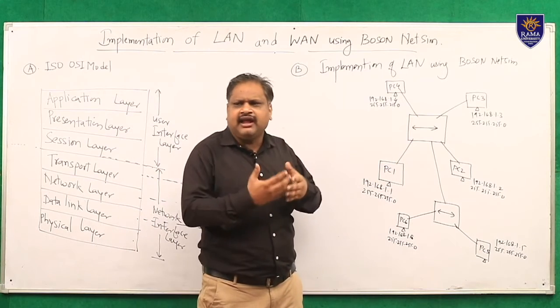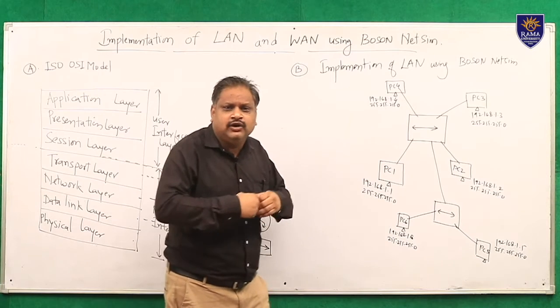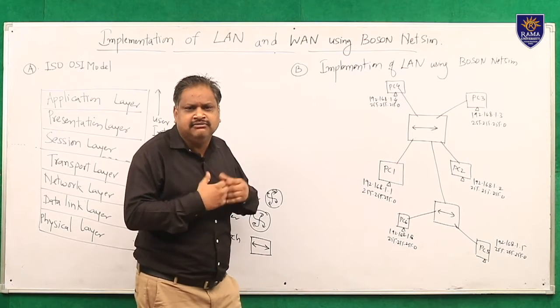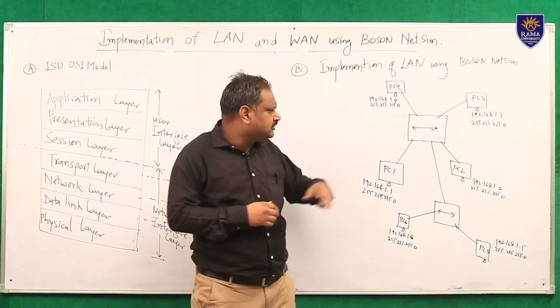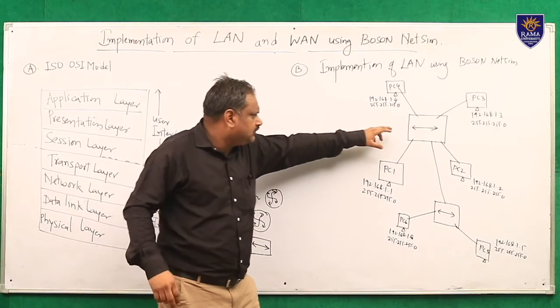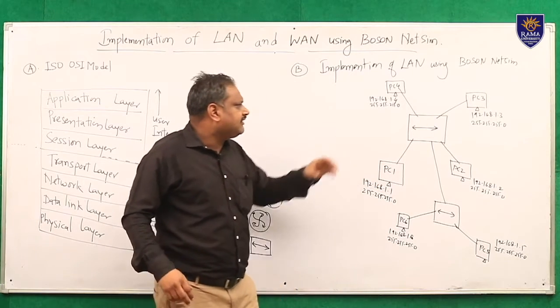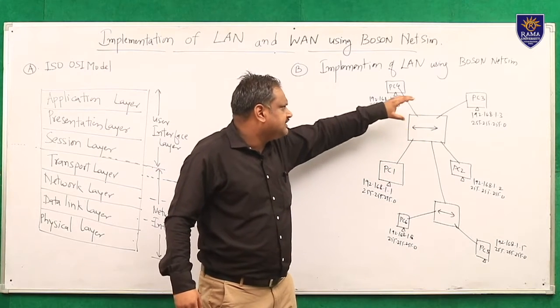So when I am implementing this part in Boson Net Sim, I don't require any devices, I don't require the connecting cable, I don't require the machine, but I am able to understand the concept. Here I have dragged two switches, switch 1 and switch 2, and first of all cascaded switch 1 and switch 2, and connected the machines PC 1, PC 2, PC 3, PC 4.